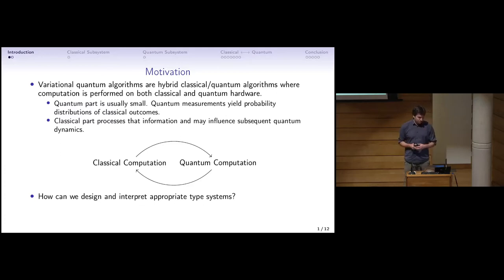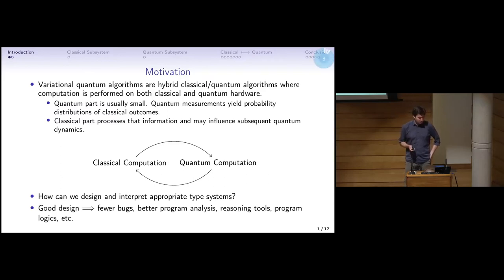So what goes on here is that on the quantum side of things, the operations or the circuits which you have to execute are usually small, whereas the hard part is actually done on the classical side. But the main point is that you have to go back and forth, so you have to switch between the two. So the question that we want to answer here is, can we design nice type systems such that programming in this setting makes sense? And can we interpret them? Can we derive some interesting semantic models and so on?